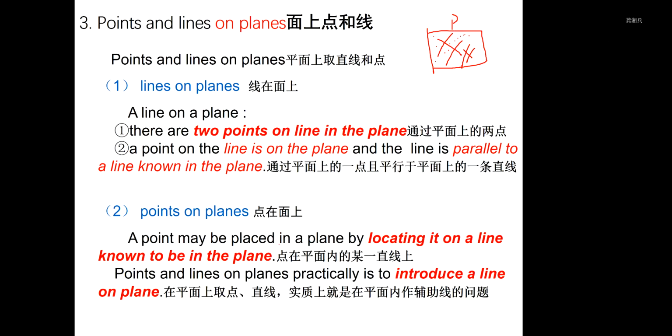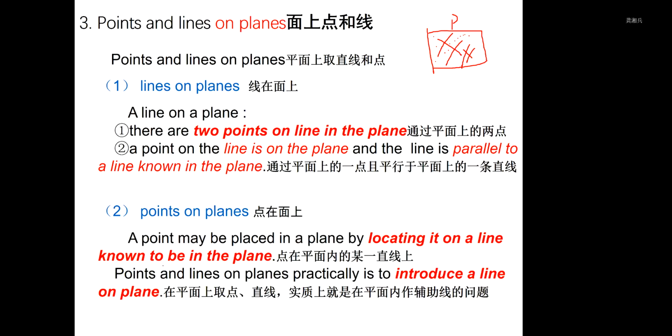A point may be located in a plane by locating it on a line belonging to a plane. If you find a line belonging to a plane and this point is on the line, then this point belongs to the plane. Another case is a point and lines on the plane. The practice is to introduce a line on the plane.